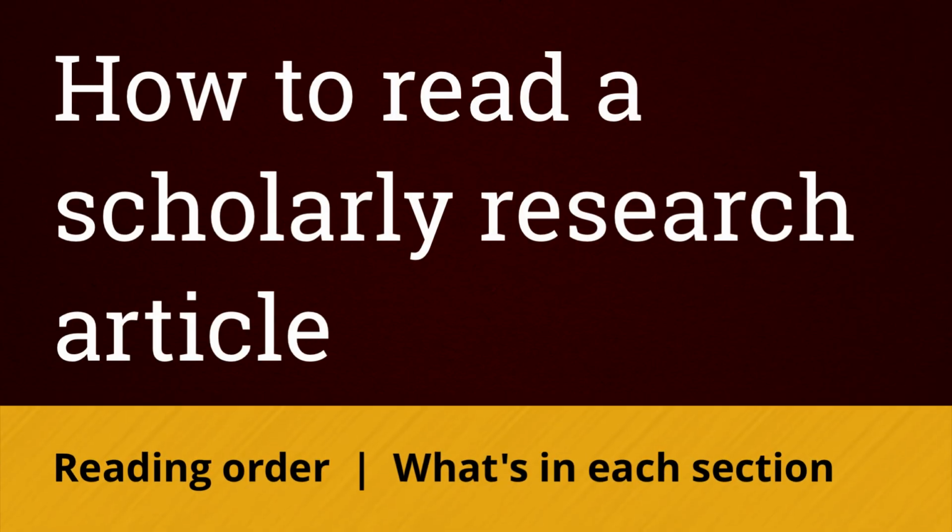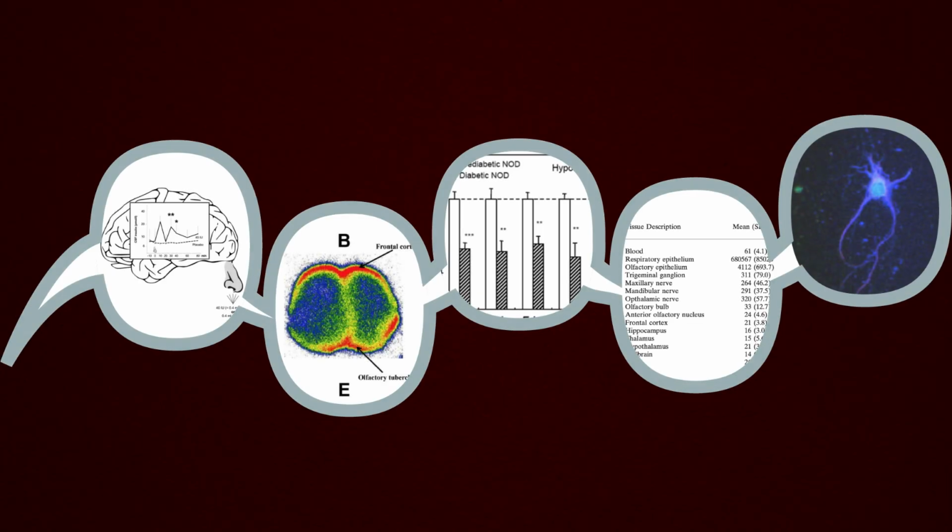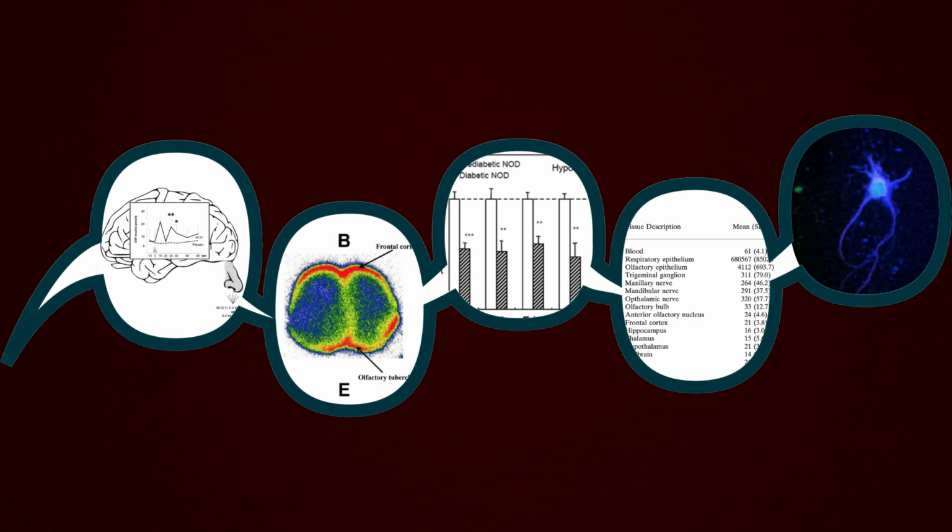How to read a scholarly research article. Reading order and what's in each section. Scholarly peer-reviewed articles are how scholars and researchers communicate with each other. It's vital for your research to be able to read, process, and synthesize these articles.